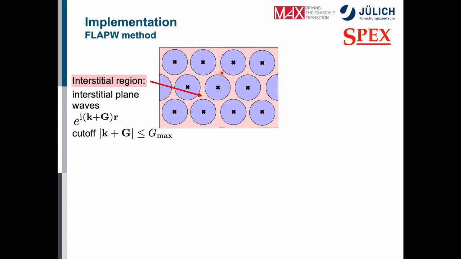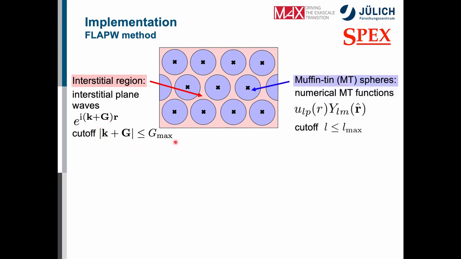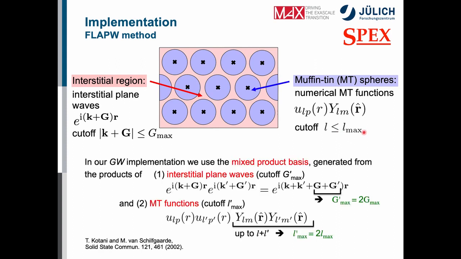We use plane waves in the interstitial region with a cutoff G max for the momentum k plus G. And in the Muffin-Tin spheres, we employ products of radial functions and spherical harmonics with a cutoff l max for the l quantum number. Taking products of these functions will yield the mixed product basis.